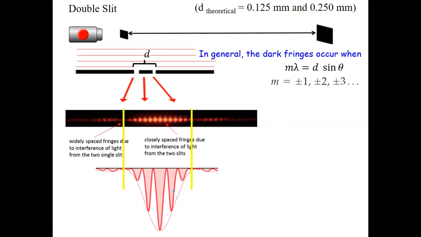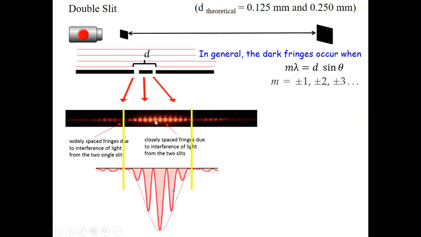Generally, we can write the equation for the dark fringes: m lambda equals d sine theta. It is the same equation as we used for the single slit, but the only difference is that instead of a, we have d. D is the distance between the two slits, and m again changes from plus or minus 1 to any number. Here is the central maxima, and we are going to measure the distance from there. We are using only this fringe, and the central is somewhere here.